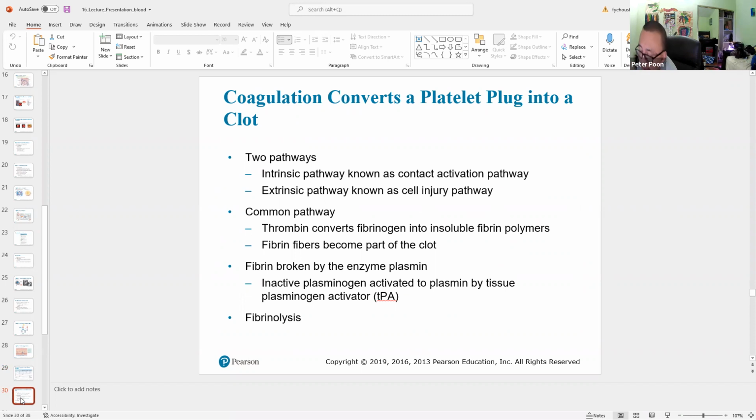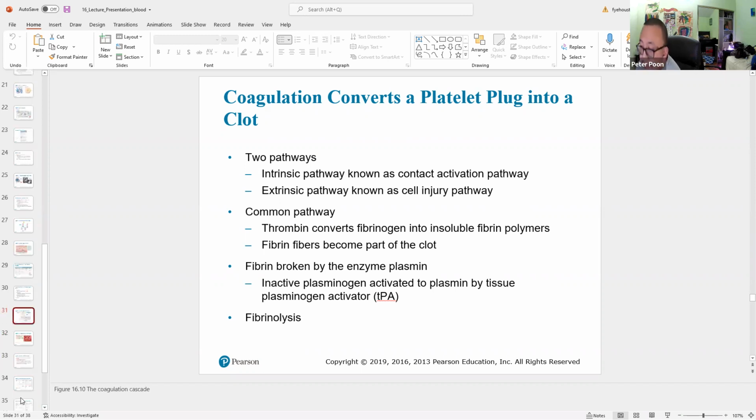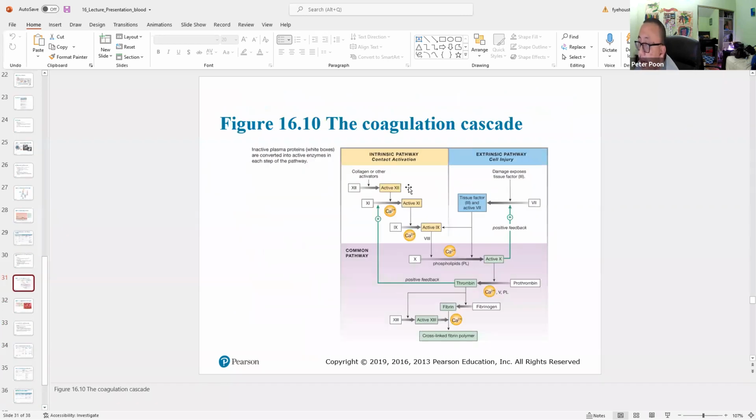So next, the coagulation converts a platelet plug into a clot. And there's two pathways, the intrinsic pathway and the extrinsic pathway. And then they both converge on what's called the common pathway. Intrinsic pathway is contact activated.